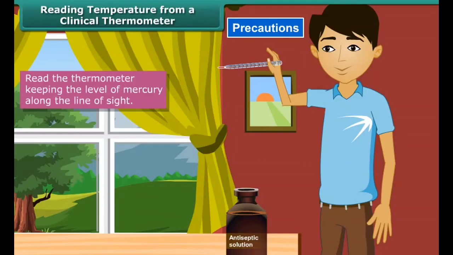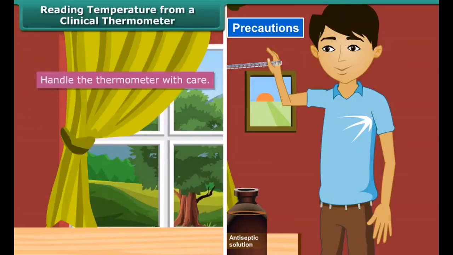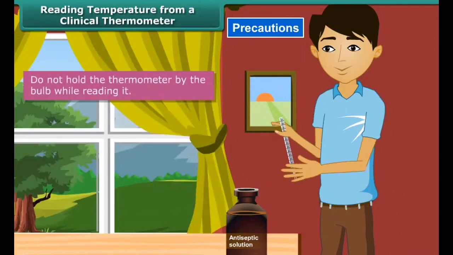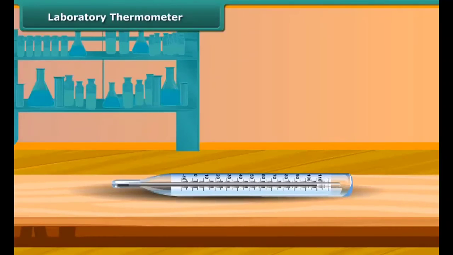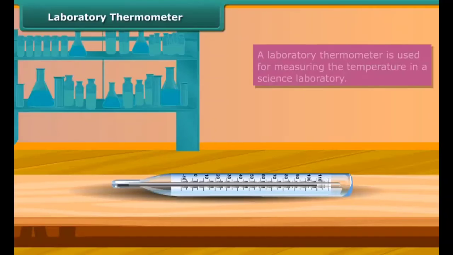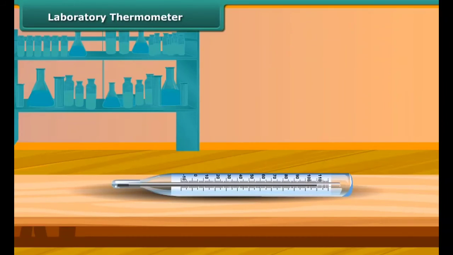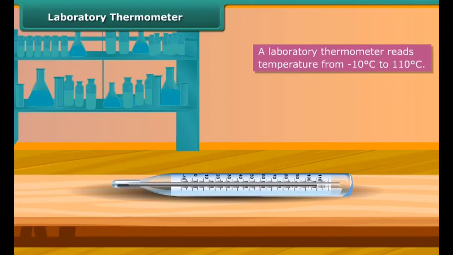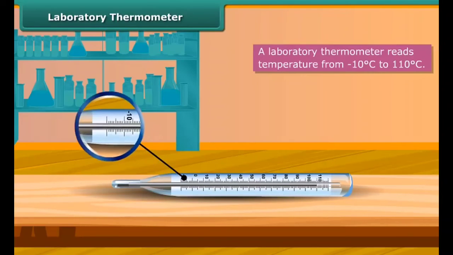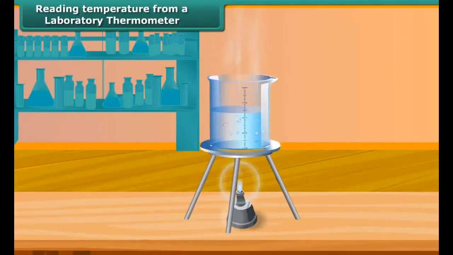Precautions to be observed while reading a clinical thermometer are as follows. The thermometer should be washed before and after use, preferably with an antiseptic solution. Ensure the mercury level is below 95 degrees Fahrenheit. Read the thermometer keeping the level of mercury along the line of sight. Handle the thermometer with care. If it hits against some hard object, it can break. Do not hold the thermometer by the bulb while reading it.